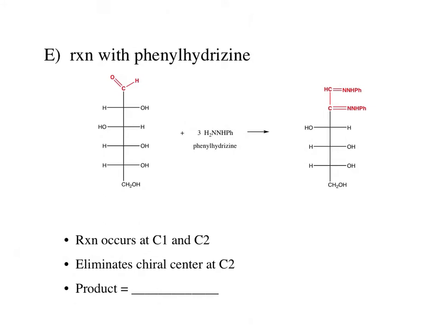Okay, last reaction of the day. Then I'll cut you loose. Reaction with phenylhydrazine. What phenylhydrazine does is it eliminates the aldehyde. So we lose the aldehyde. Not like lose it like it flies off, it's just gone. And the first OH. So we are going to turn those, the aldehyde and the first OH, into imines.